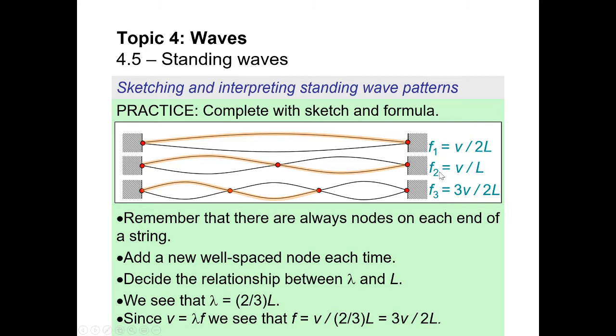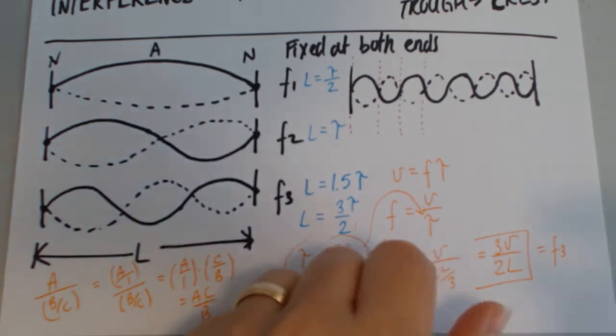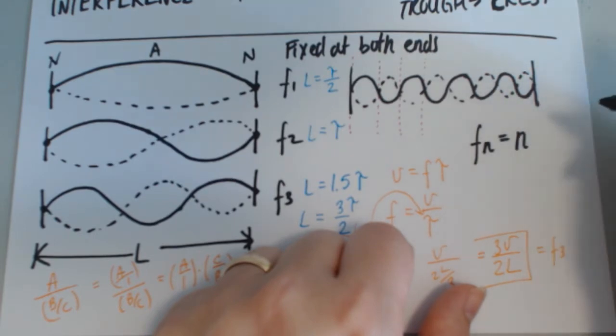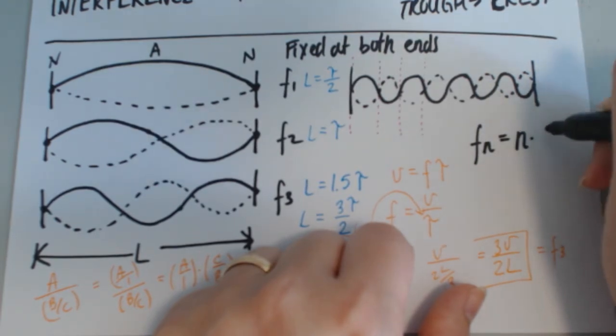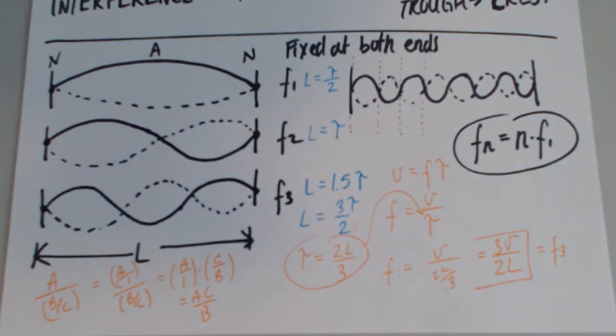So what I see is that any subsequent frequency, and actually I'll write this down as a formula, this is also not on your booklets or in your notes, because this is just an observation. The nth frequency is equal to n, so whatever harmonic it is, times the fundamental. So something to notice and observe. Okay, back to the slides.